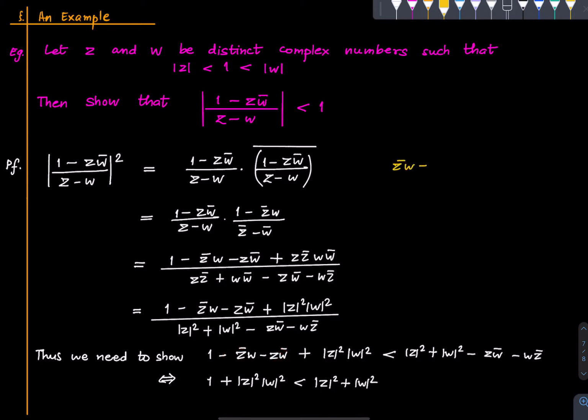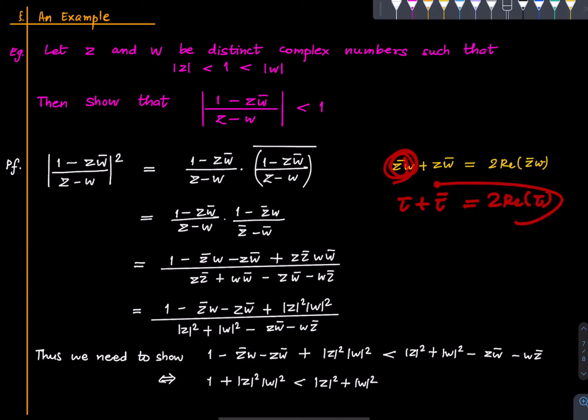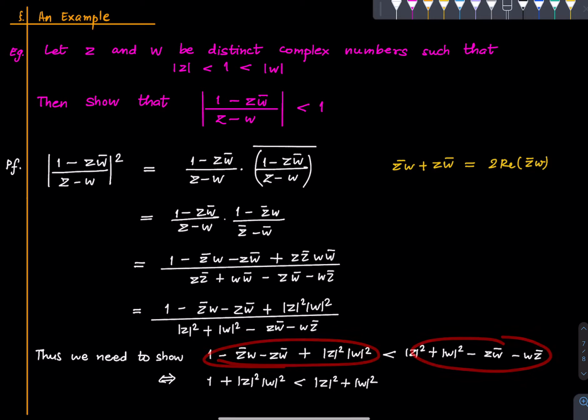z bar w plus z w bar is twice the real part of z bar w. Why? You just think of this as a complex number tau, then this is tau plus tau bar, and tau plus tau bar is twice the real part of tau. Right? We saw this. So therefore, this guy is a real number and that guy is a real number. So it makes sense to subtract that from an inequality of real numbers. Of course, when we write something is less than something, the two things better be real. There is no trichotomy of complex numbers. So we are subtracting or adding, you could say, on both sides a real number. So it makes sense what we are doing.